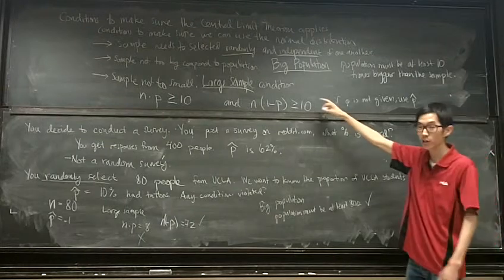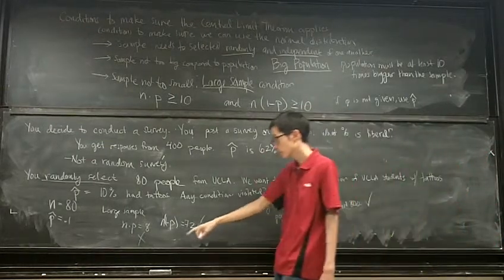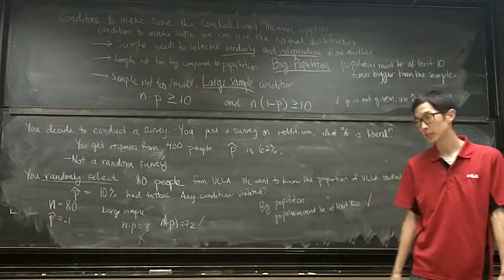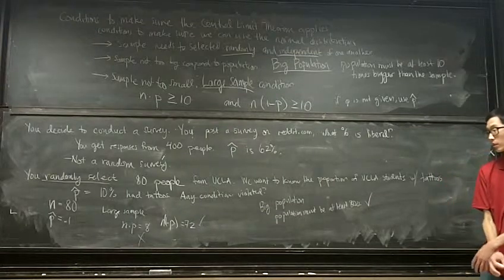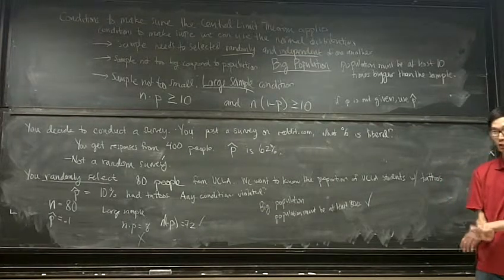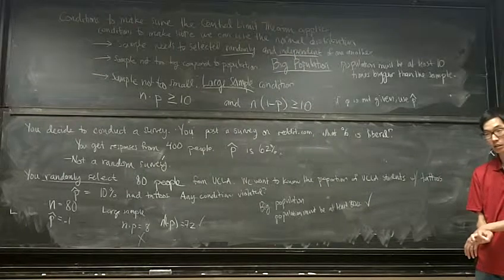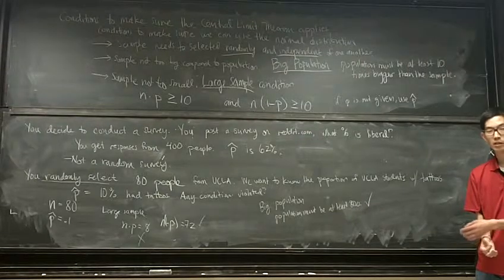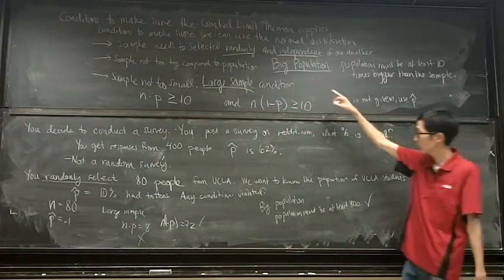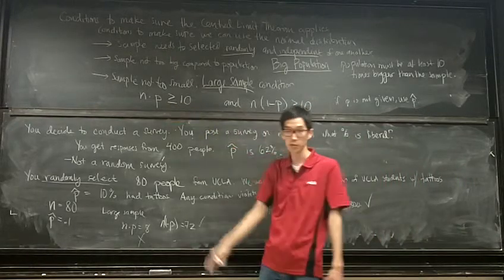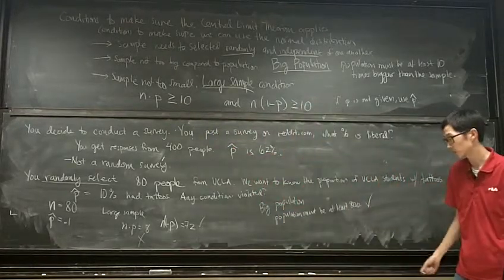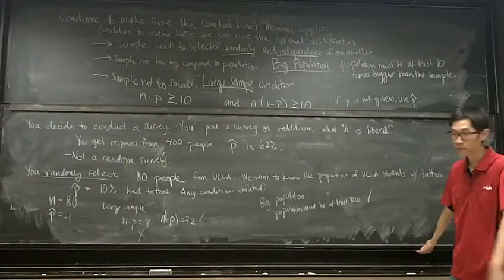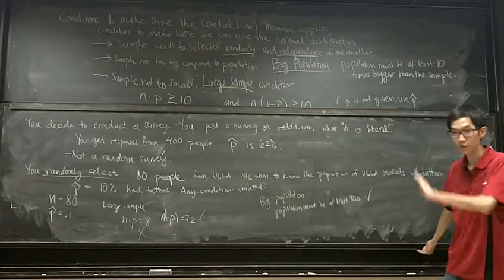And this one, the large sample, was not met. n times p and n times 1 minus p have to both be bigger than 10. What is n times p? 80 times 0.1 is 8. So that is smaller than 10, so that condition is violated, because it has to be bigger than 10. Both of those have to be bigger than 10. Because that one is not bigger than 10, it's bad, and the whole thing breaks.